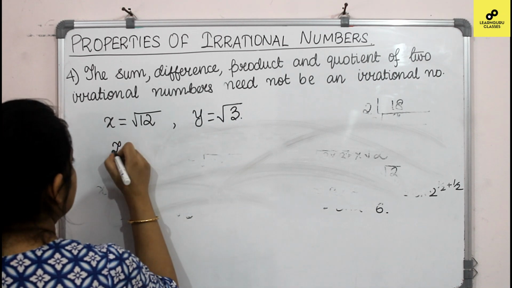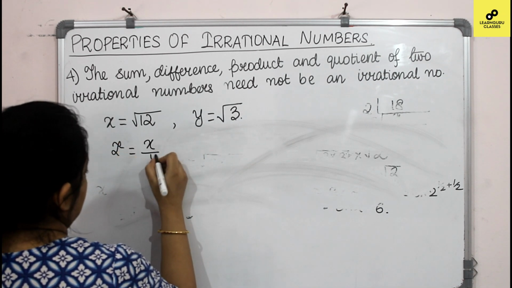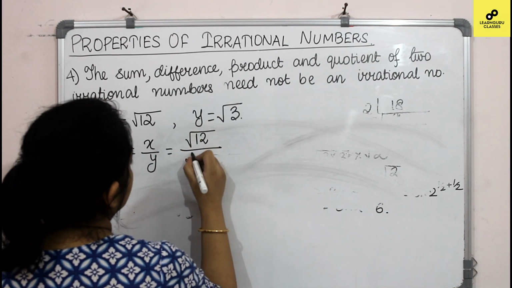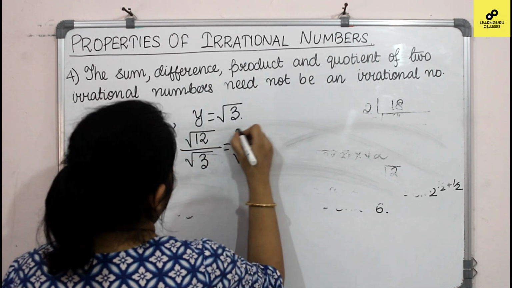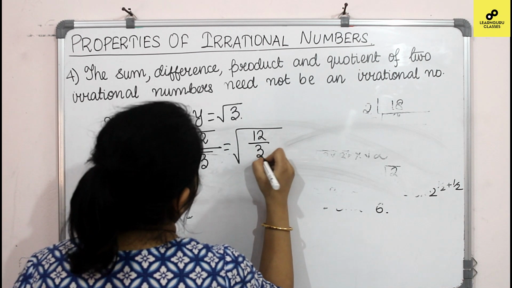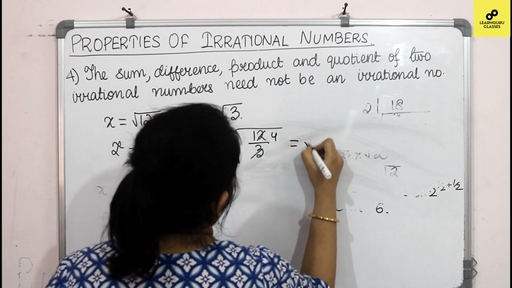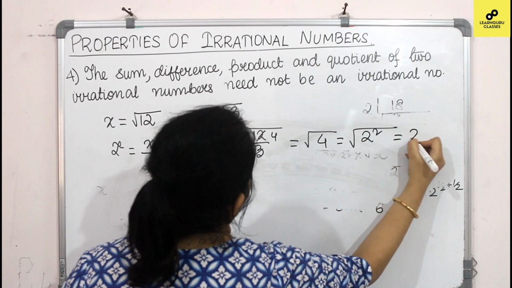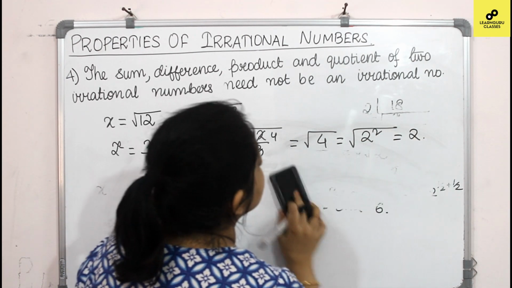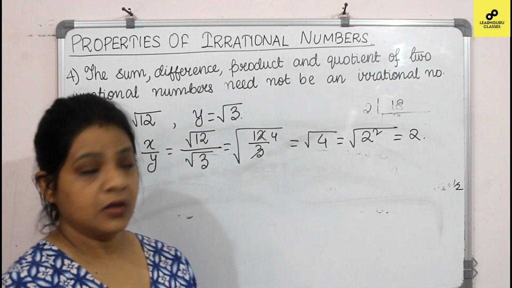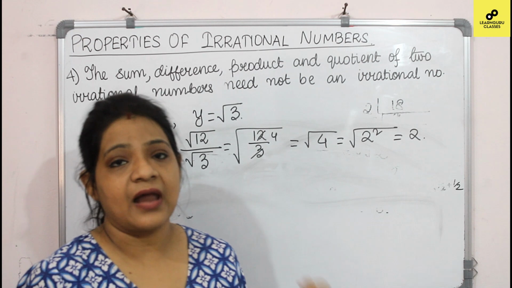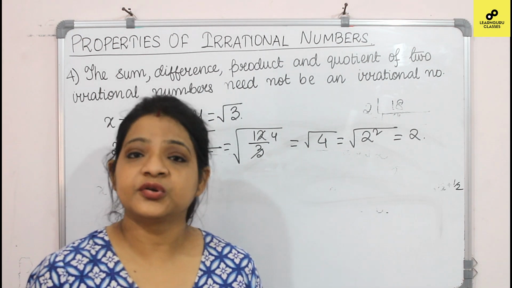Okay, so z will be x by y, isn't it? So x is root over 12, y is root over 3. So 12 by 3, 3 4s are 12. So root over 4. So root over 4 is root of 2 square, that is 2. So 2 is what? 2 is a rational number. So this type of example of two irrational numbers gives a rational number.